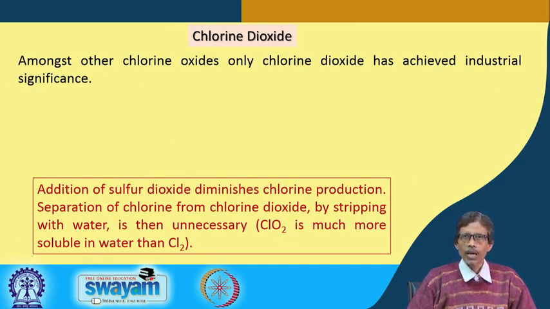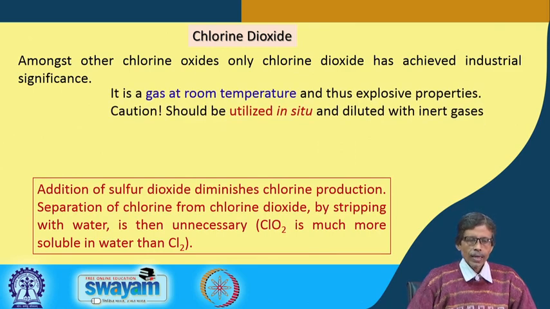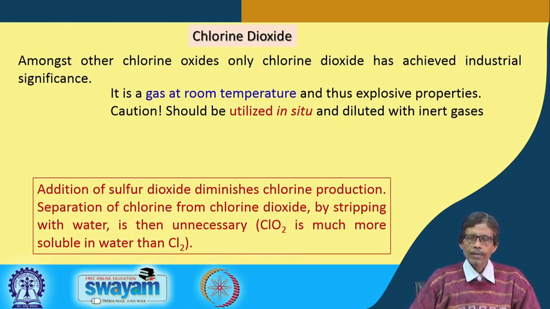Just now we have utilized this for the chloride preparation, because after hypochlorite we are talking about the chloride. Now we will go back to the starting material preparation, that means the ClO2 preparation. It is a gas at room temperature and can thus have explosive properties, because chlorine is present and oxygen is also present. It is not a mixture of chlorine and oxygen, but a different molecule itself.